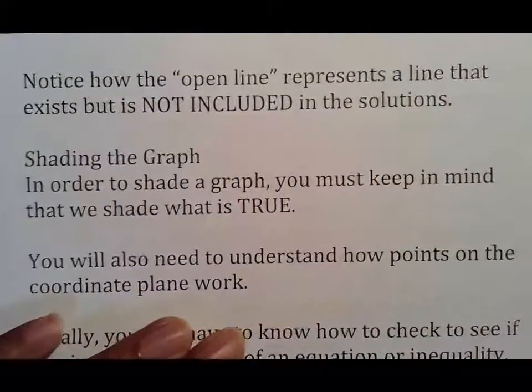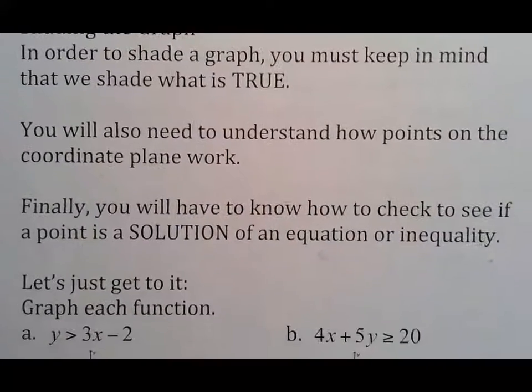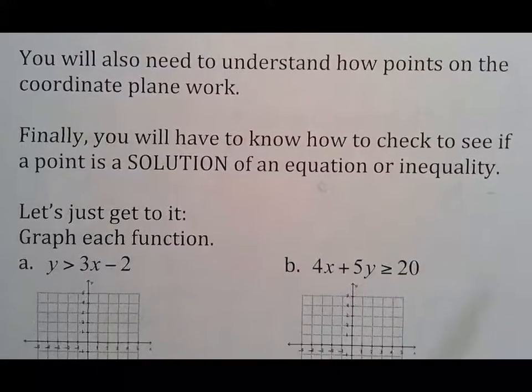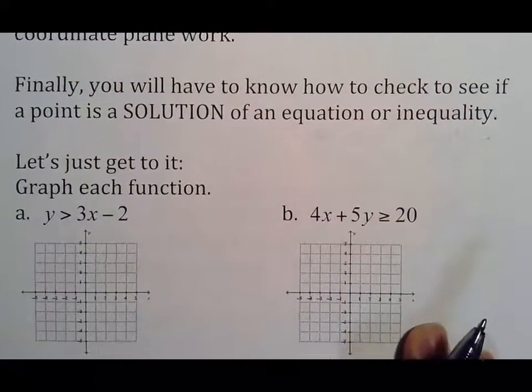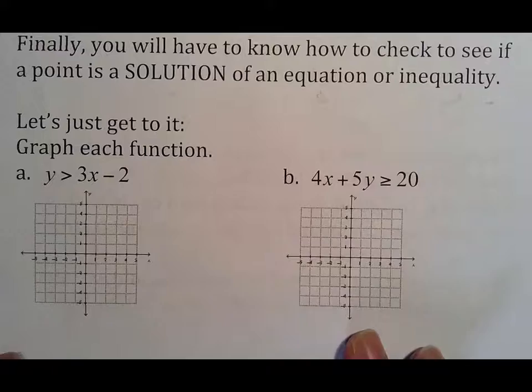Notice how the open line represents a line that exists but is not included with the solution. So again, the open line is there. In terms of shading, just make sure you keep in mind we shade where it is true. You also will need to understand how points on the coordinate plane work. Finally, you'll have to know how to check to see if a point is or is not a solution. Pretty much the easiest way to do it is to just get to it. Again, your graphing at this point should be mostly understood, at least. If not perfect, it should be almost there. So just be careful in terms of what you're doing there.